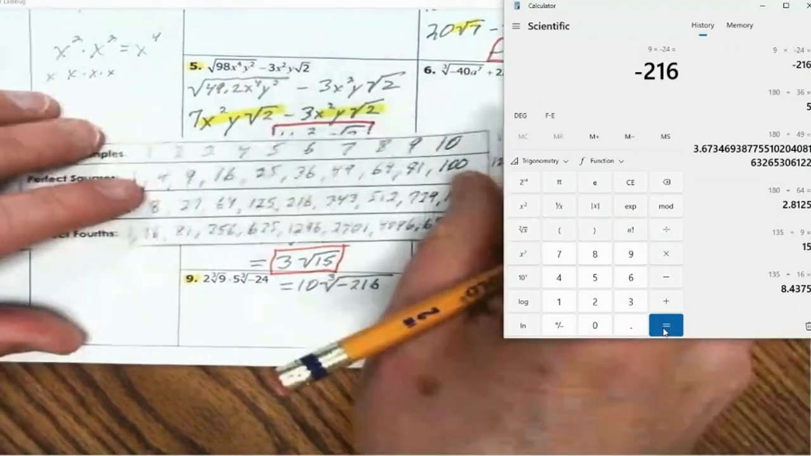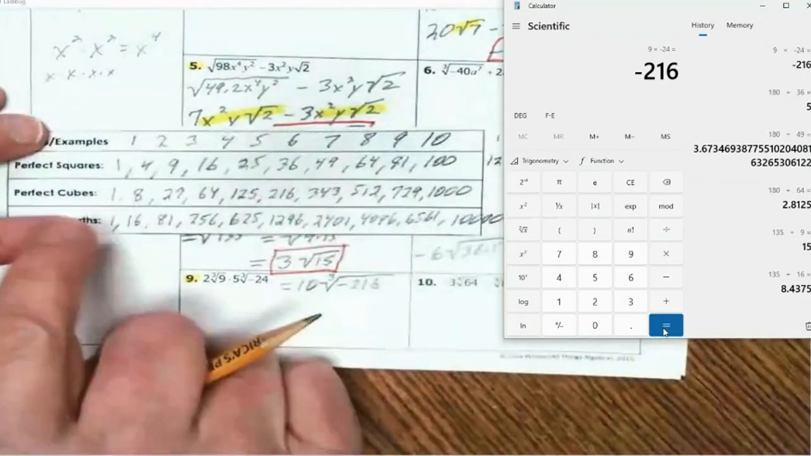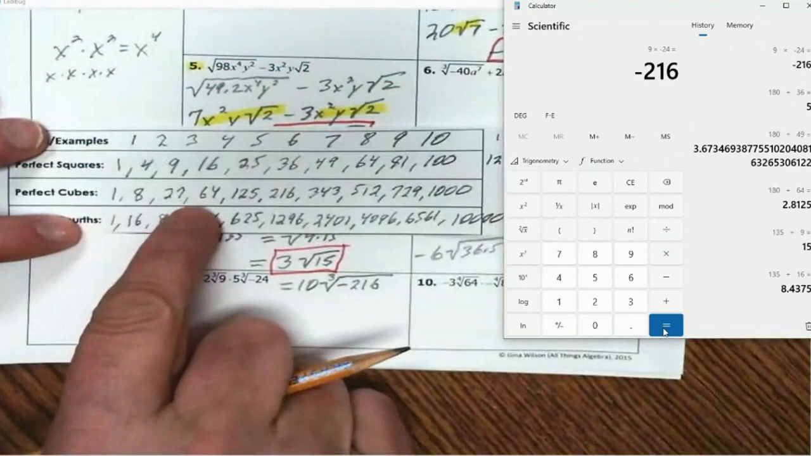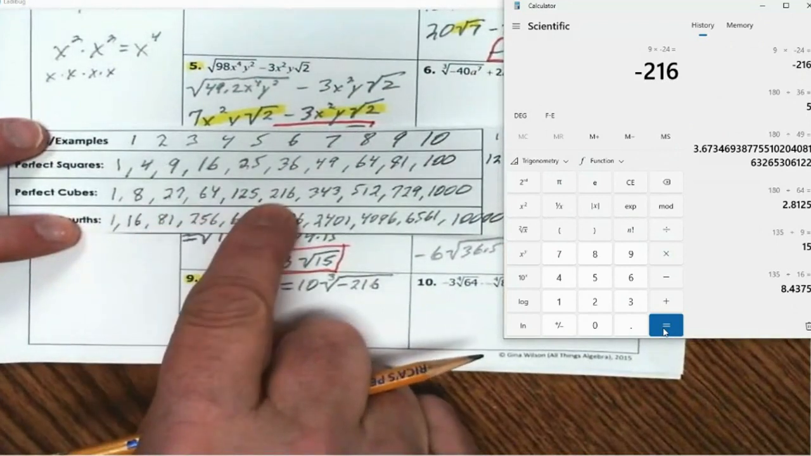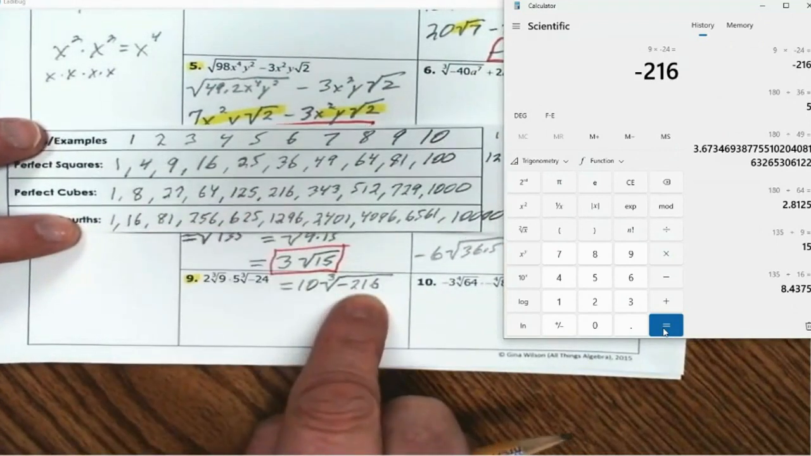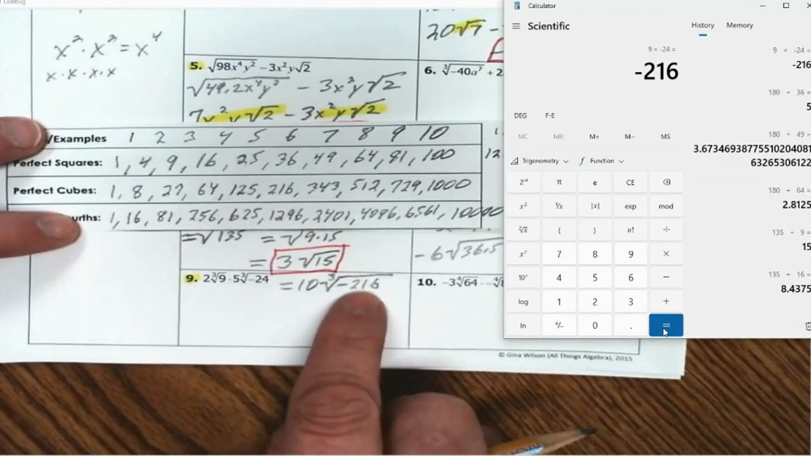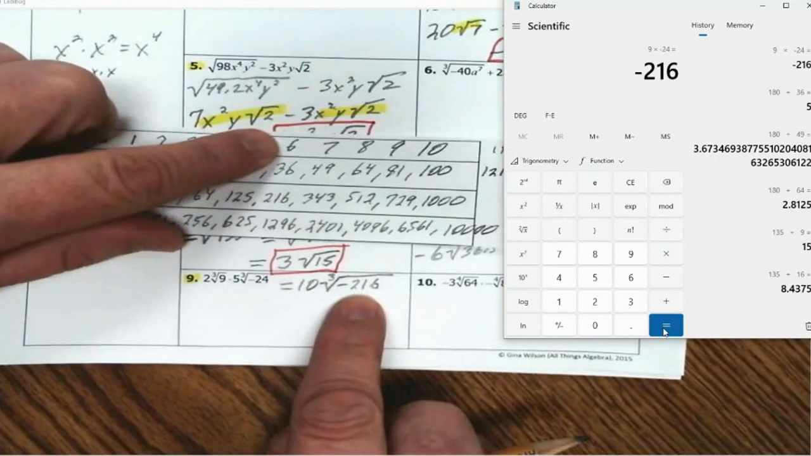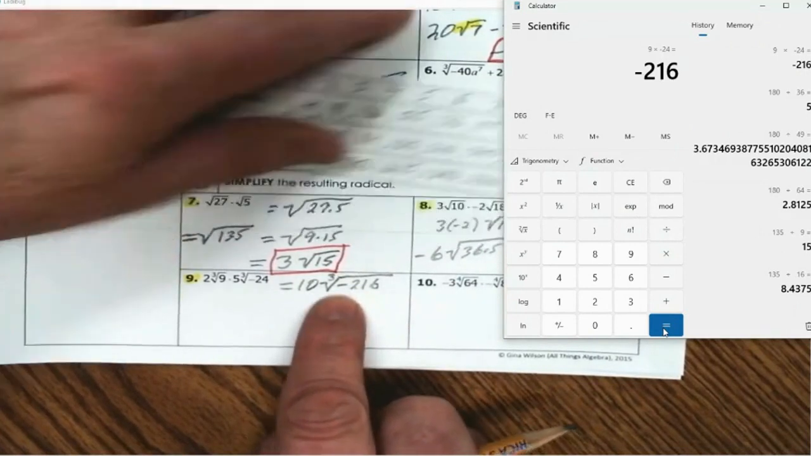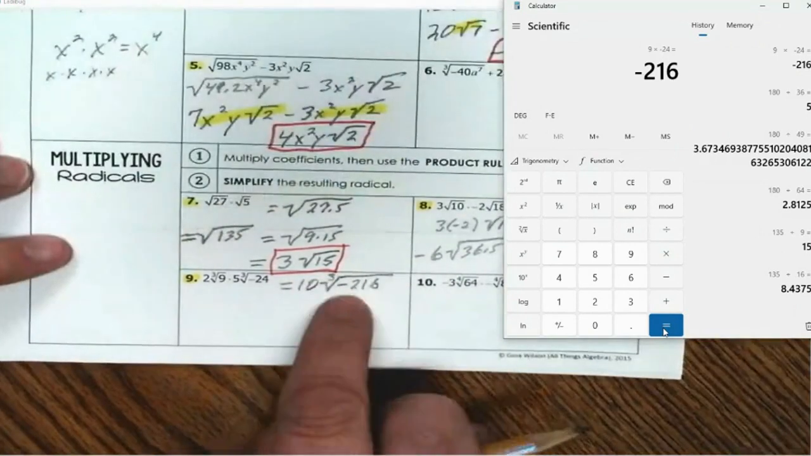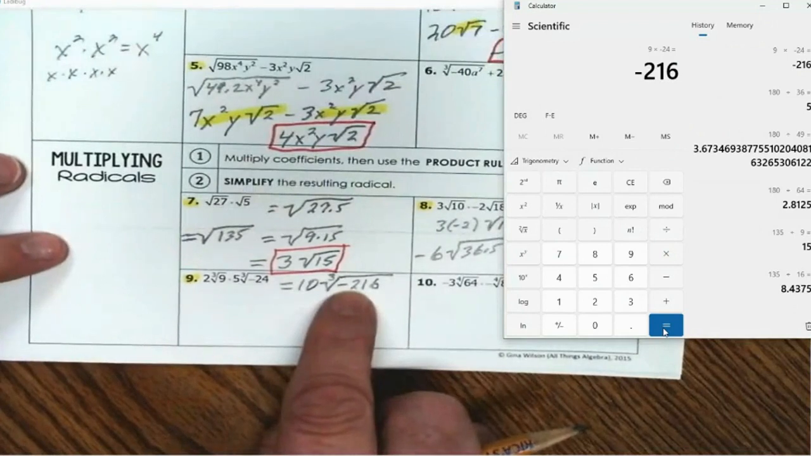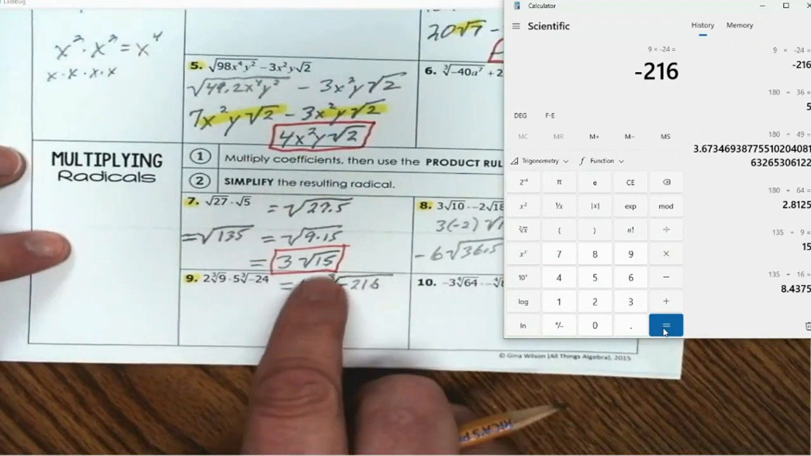So let's look at our cube roots. Perfect cubes: 1, 8, 27, 64, 125, 216. This is a perfect cube. We're going to be able to eliminate the cube root altogether because the cube root of 216 is 6. With that negative, if this was a square root, we'd end up dealing with an i, right? Because the square root of negative 1 is i. But this is a cube root.